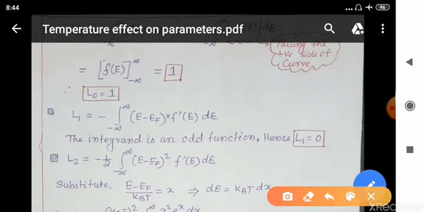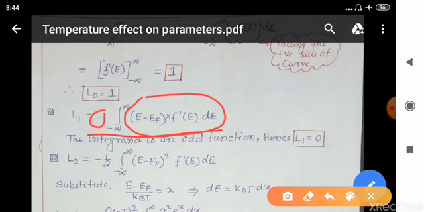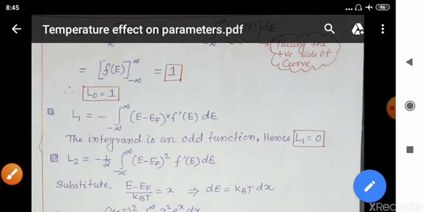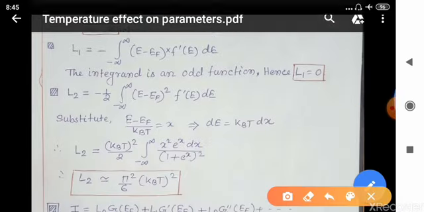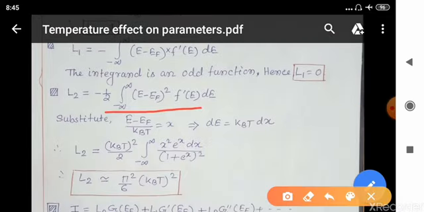Now the part is for L1. As we know, the expression for L1 is the integral from minus infinity to plus infinity, with a negative sign, of (E minus EF) f prime E dE, and we can see this integrand is an odd function. So over this limit, minus infinity to plus infinity, L1 must be 0. Next we move to the L2 function, and L2 is minus half, the integral from minus infinity to plus infinity of (E minus EF) whole square f prime E dE.